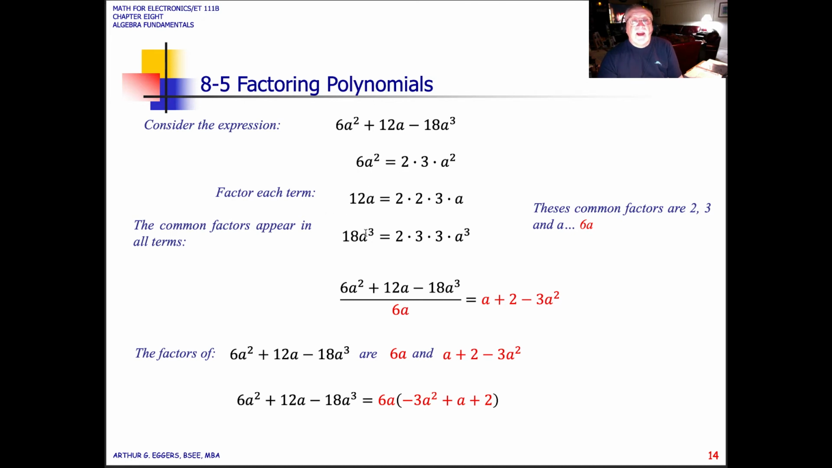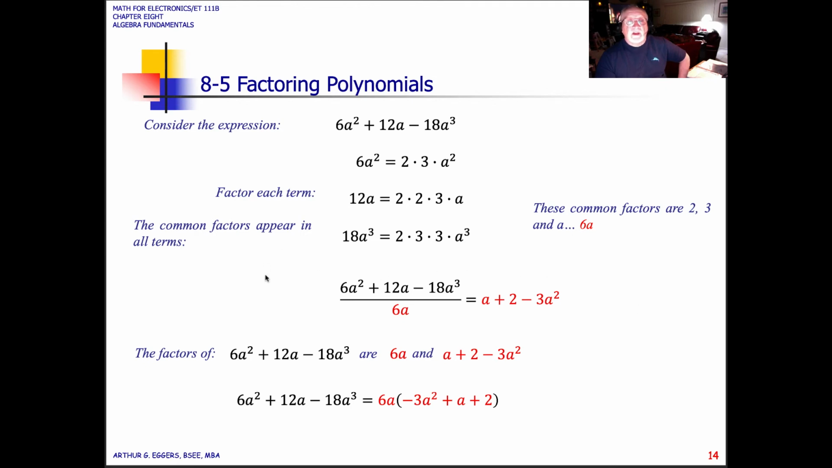And then finally, 18a cubed becomes 2 into 18, leaves us 9. 3 by 3 gives us our factors for 9, and a cubed, in essence, a times a times a. So the common factors are 2, 3, and a, or 6a.